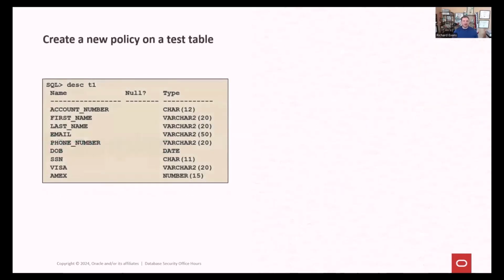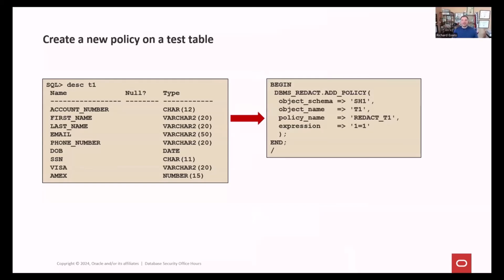All right. We're going to create a new table called T1. This table has all sorts of sensitive data that you probably won't see in one table, but for example purposes, we've jammed it all into one table, and we're going to work with this. We've got char, we've got varchar, we've got dates, we've got numbers. So we've got a good distribution of the standard data types that you work with in a database. And we're going to create a policy associated with it, okay?